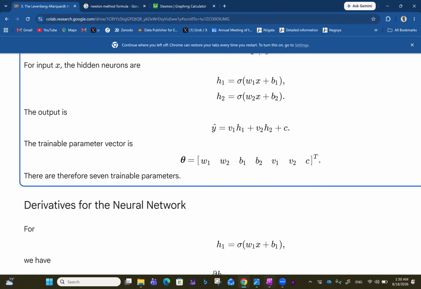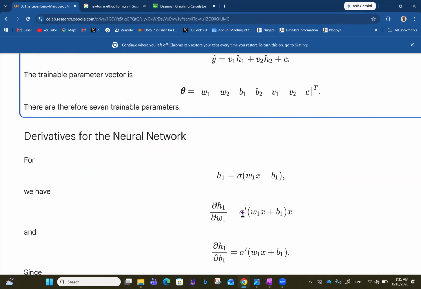Starting with h1, h1 is sigma of w1x plus b1. So differentiate with respect to w1. You have this x out here, right? So you have sigma prime, then the x multiplying it. Then partial h1 partial b1. b1 is constant, so that gives 1. So we just have sigma prime of w1x plus b1, because there's nothing attached to b1. Because x was attached to w1, the x comes out to multiply, that's the expression.